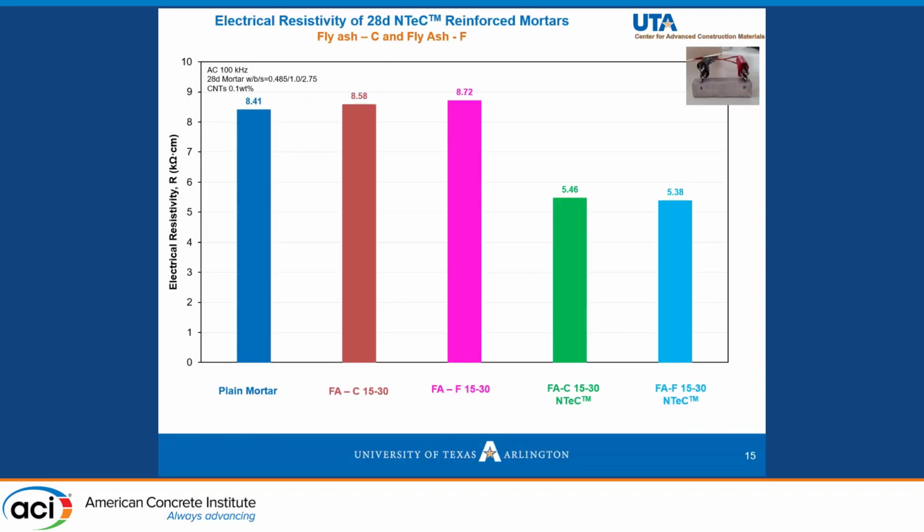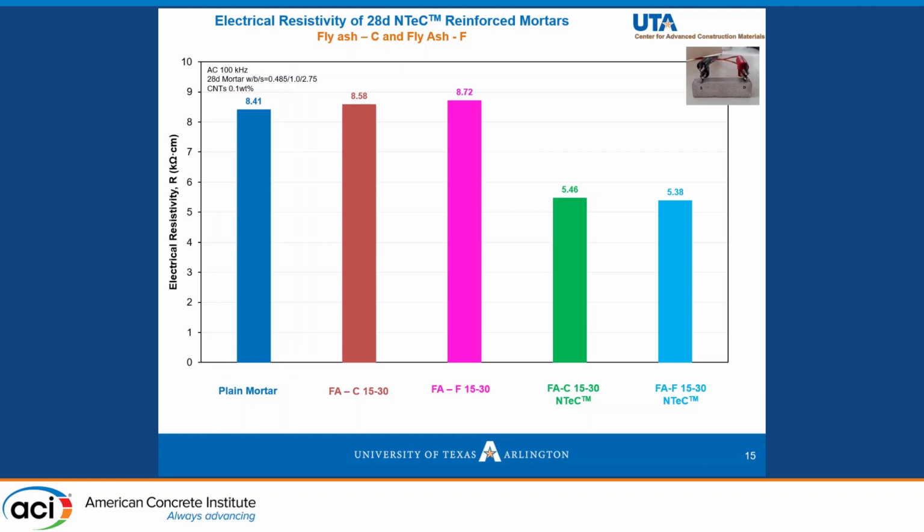We started with the evaluation of electrical resistivity of 28-day mortars with fly ash type C and fly ash type F. We observed that for both dosages of fly ash, 15 and 30%, there was no significant variation. This is why, from now on, we choose to show you just one value, which is the average value between the 15 and the 30% fly ash replacement.